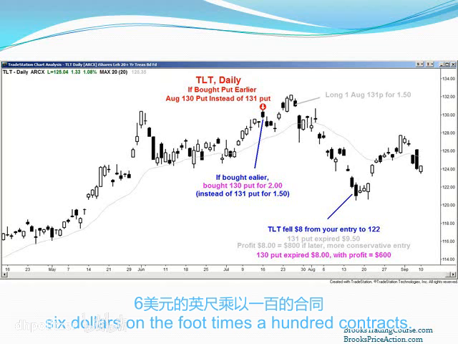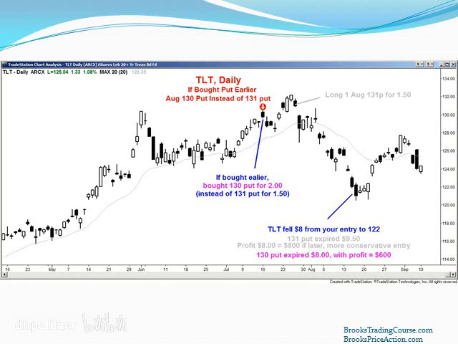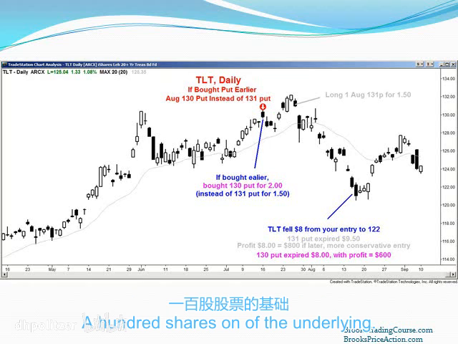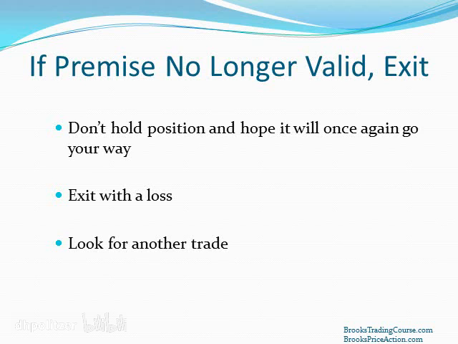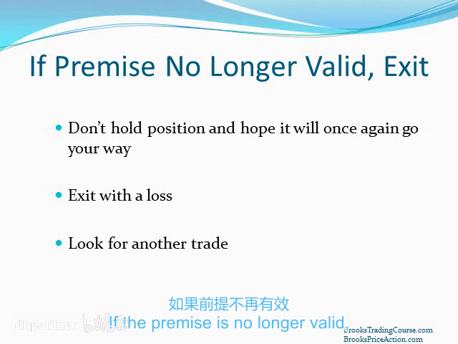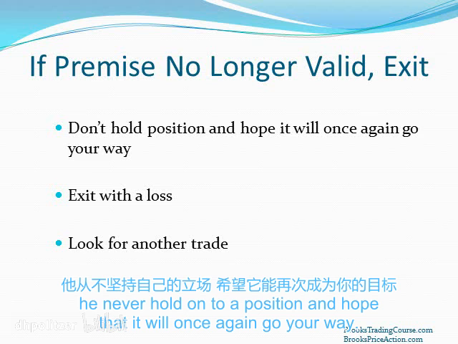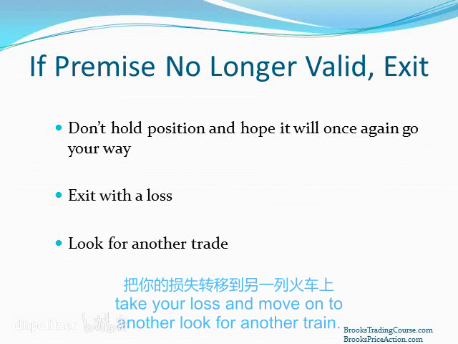$6 on the put times 100 contracts, or 100 shares of the underlying. If the premise is no longer valid, get out. You never hold on to a position and hope that it will once again go your way. Just exit, take your loss, and move on.